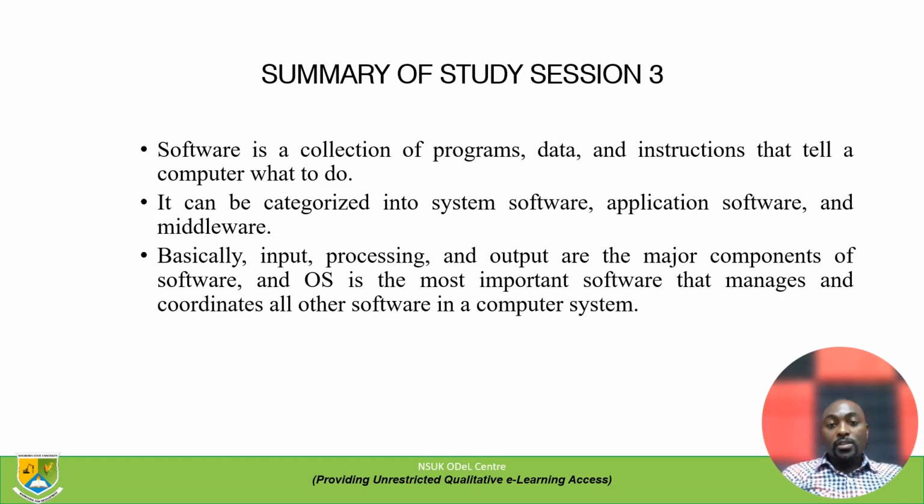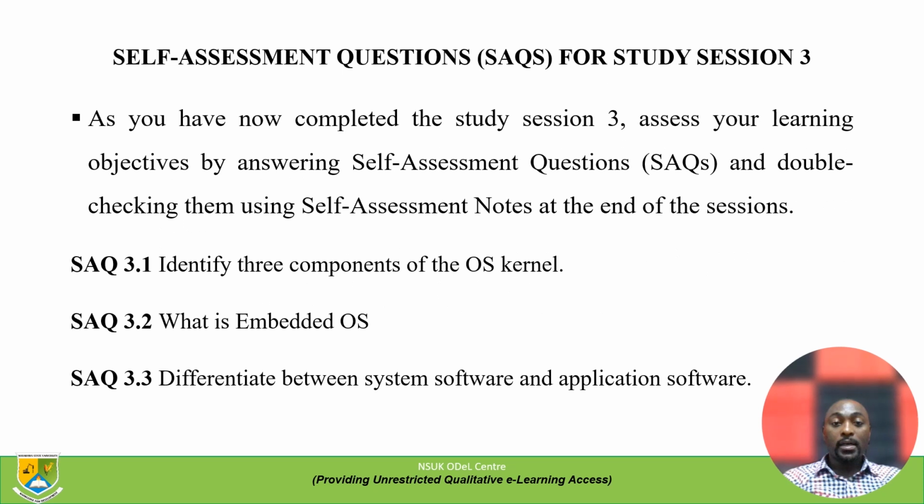So, summary of study session 3, we were able to look at how software is a collection of programs, data, and instructions that tell a computer what to do. We saw that it can be categorized into system software, application software, and in some cases you have middleware. So basically, input, processing, and output are major components of software, and then the OS is the most important software that manages and coordinates all other software in a computer system.